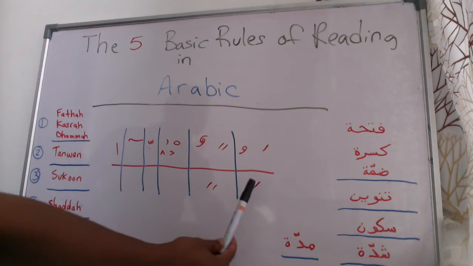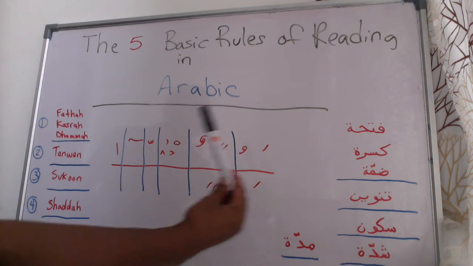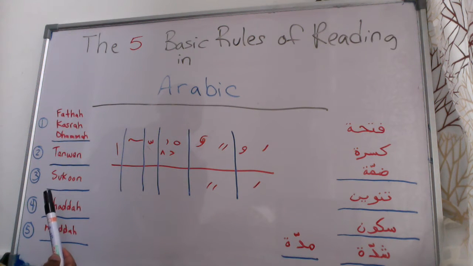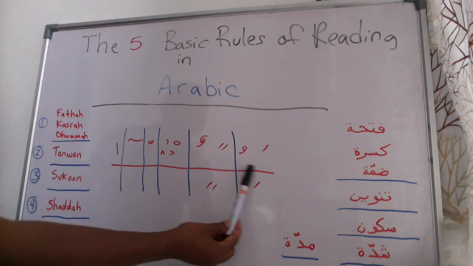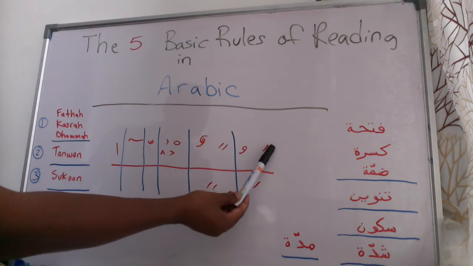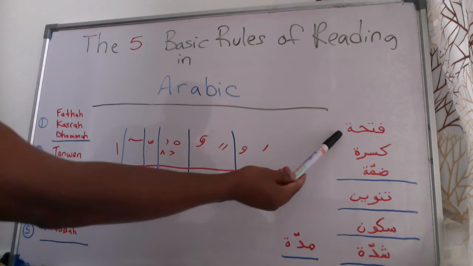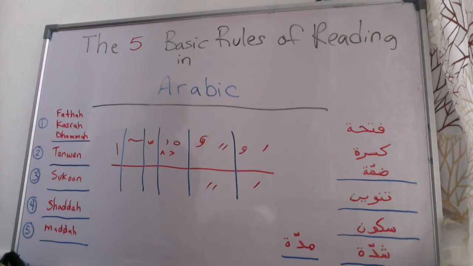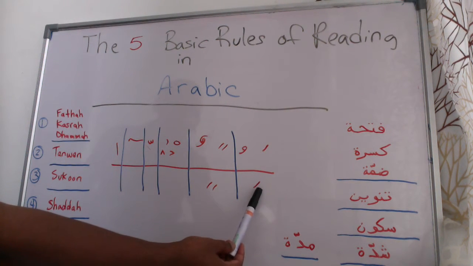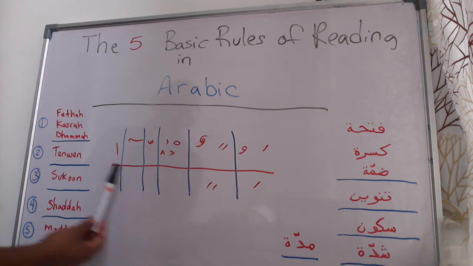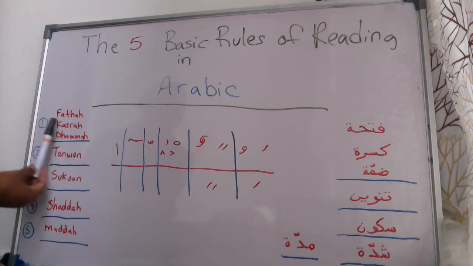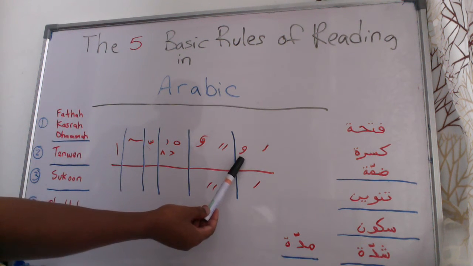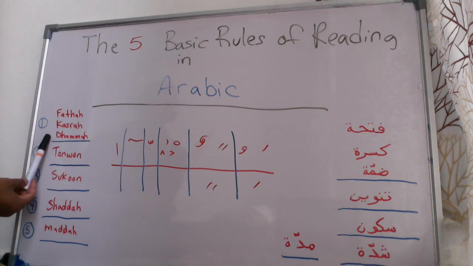So the group here, and as you know, Arabic is written from right to left. Let's say this is the letter. You might have this sign here on top of the letter, which is called a Fathah. This sign underneath the letter is called a Kasrah. And this one is called a Dhammah.